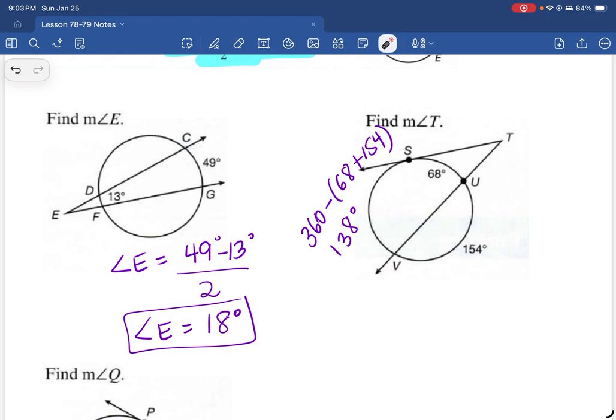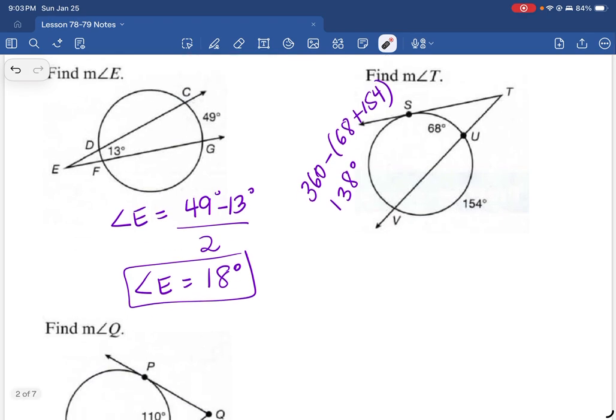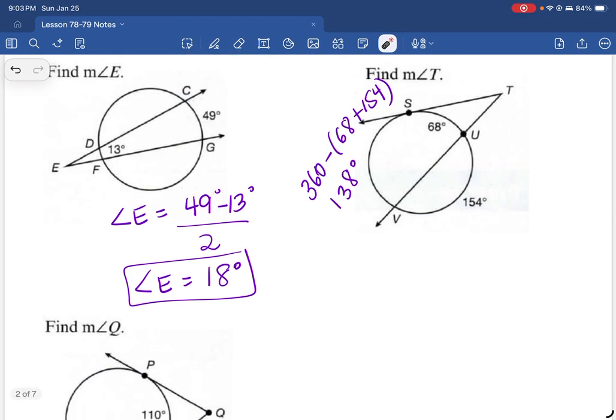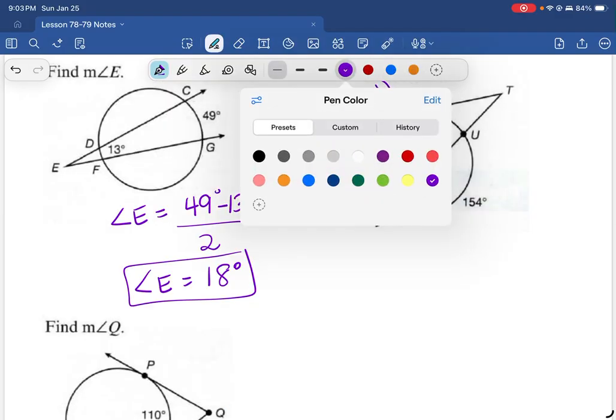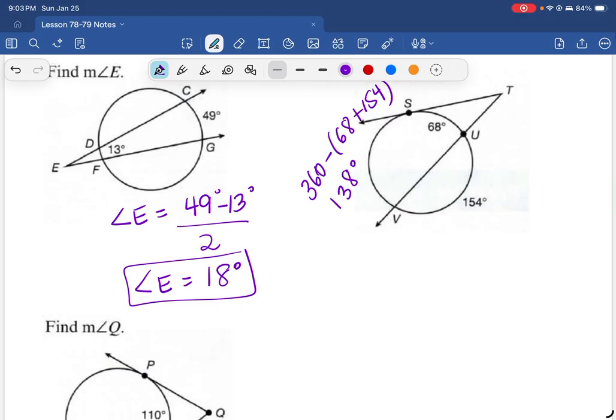This is a translation, which we learned a couple weeks ago. It tells you to shift it 6 units right and 3 units down. So for each of these, for example, beginning at J, we're going to go 6 to the right, and we're going to go 3 down. And we're going to plot that as J prime, like so.